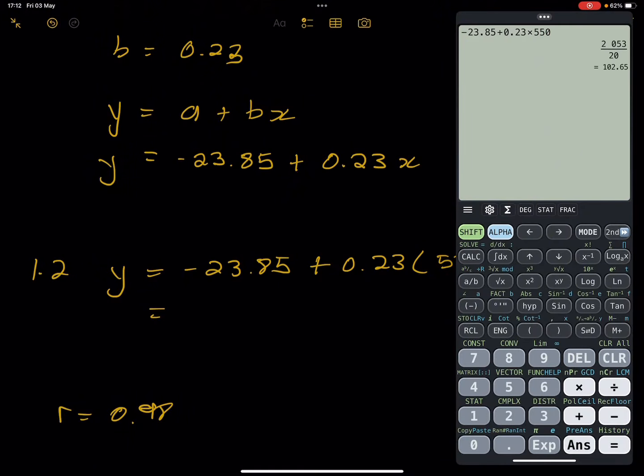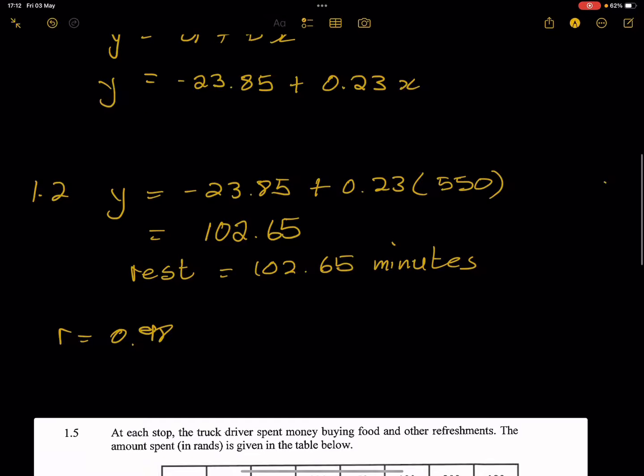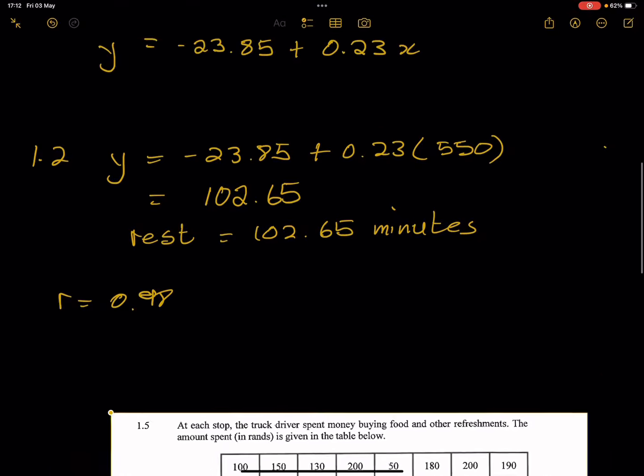And we get 102.65. So that means that the amount of rest will be equal to 102.65 minutes. All right, so those are the amount of minutes in which our driver is going to rest. Okay, right, so let's go to the next question.